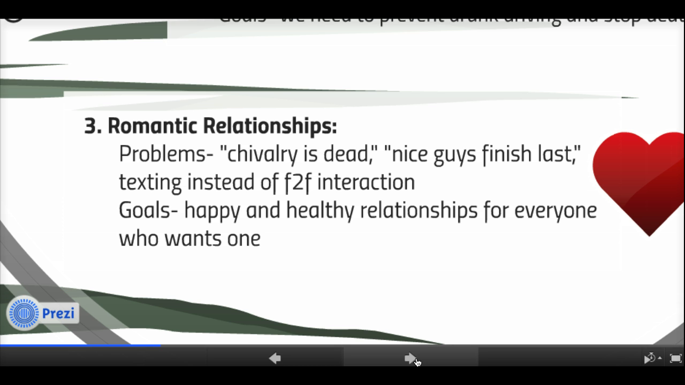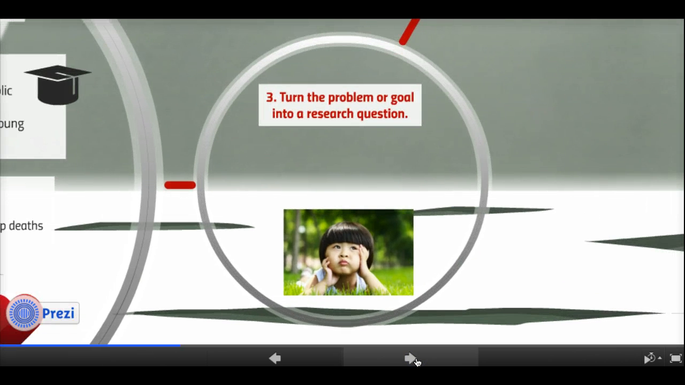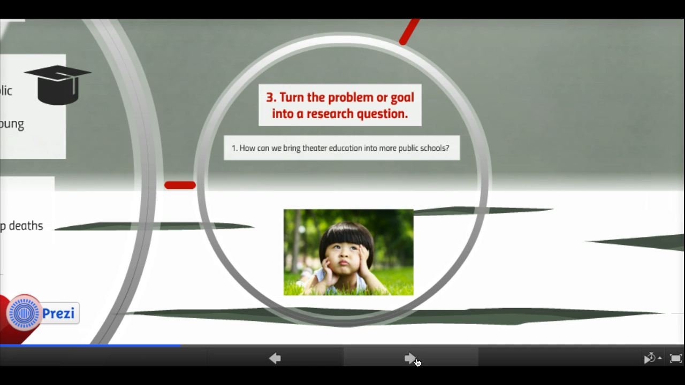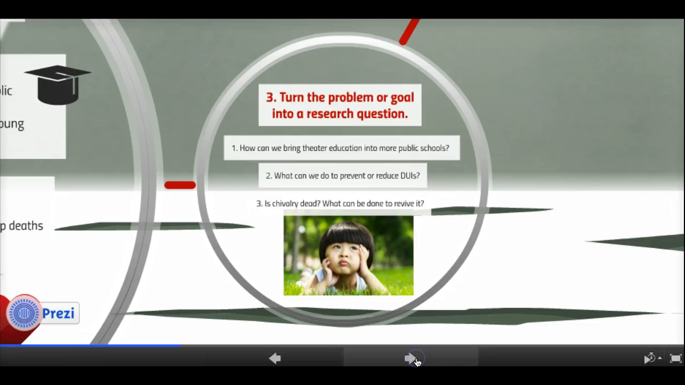Then the next step, of course, is to turn these into a research question. And that involves focusing down on one specific problem or goal and asking a question about it. So for instance, with theater education, my question might be, how can we bring theater education into more public schools? With DUIs, I might wonder, what can we do to prevent or reduce DUIs? And with romantic relationships, I might want to focus in on that first question, is chivalry dead?